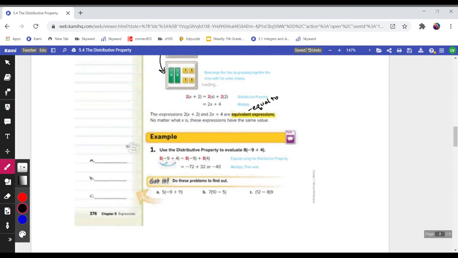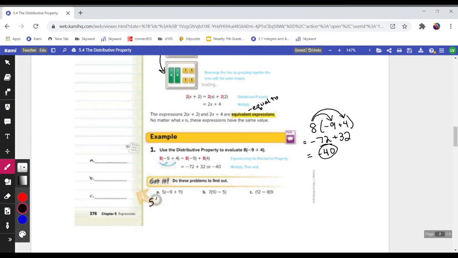So let's try example 1. Use the distributive property to evaluate 8 times the quantity negative 9 plus 4. So we're going to take 8 times negative 9, and then we'll do 8 times 4. So 8 times negative 9 is negative 72, plus 8 times 4 is a positive 32. So when you add those together, negative 72 plus 32, that gives you negative 40 as your answer. So let's try letter A, B, and C.